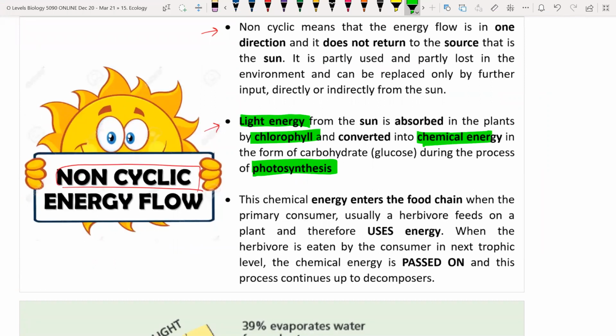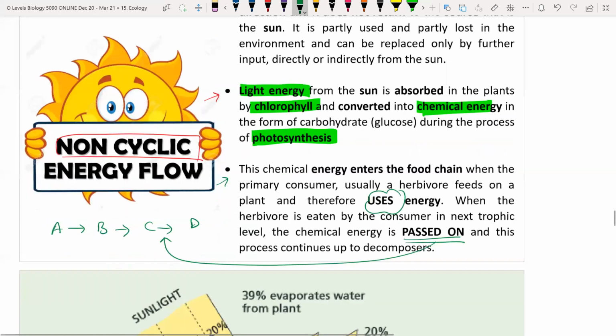Okay. The third bullet point is very interesting. It says this chemical energy enters the food chain when the primary consumer, usually a herbivore, feeds on the plant and therefore uses energy. When the herbivore is eaten by the consumer in the next trophic level, the chemical energy is passed on, and this process continues up to the decomposers. That is why in a food chain you are drawing arrows, and that is why we say that the arrows represent the energy transfer. The energy is being passed on from A to B, B to C, and C to D. Of course, the majority of the energy is being lost, and that's the next thing that we will be looking at.